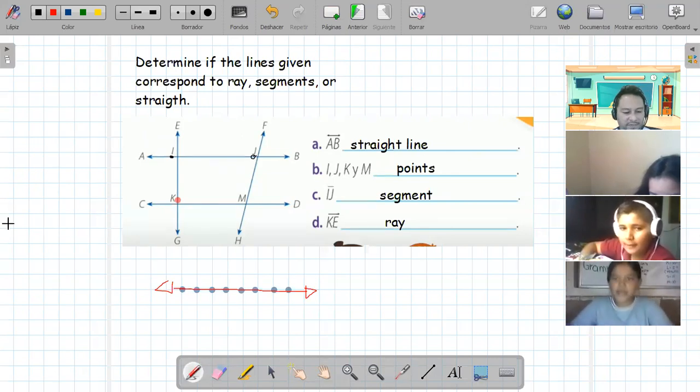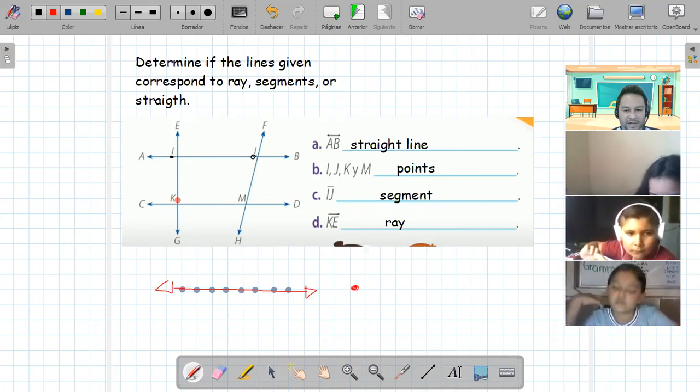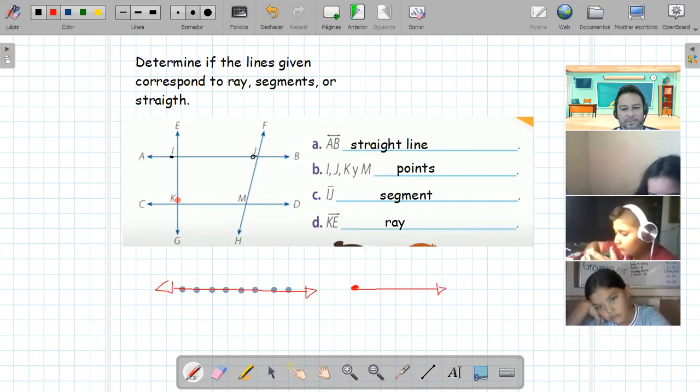It is a part of a straight line that has a beginning, but doesn't have an end. What does it mean? A beginning is where the point starts, and it doesn't have an end because I have an arrow. Yes, the ray. This is the ray. Very good. Okay, easy?